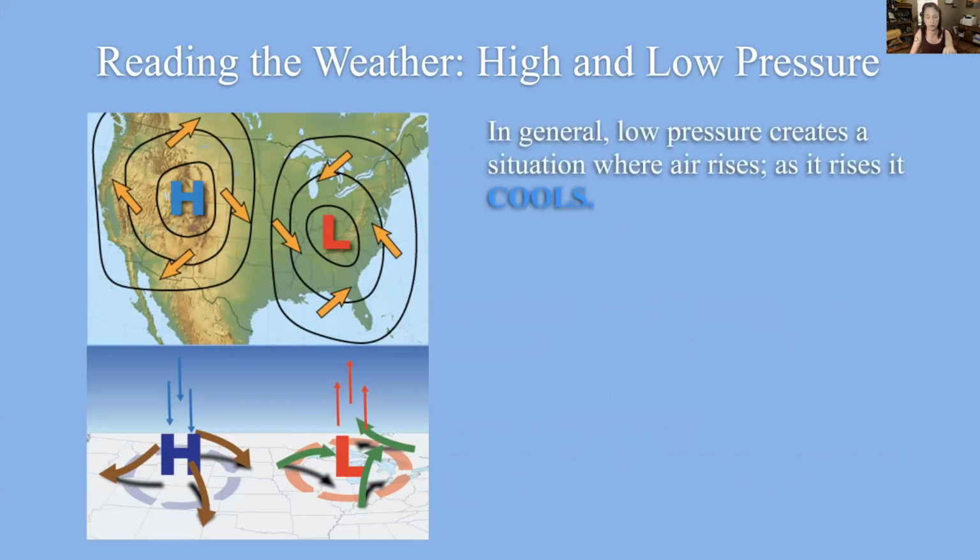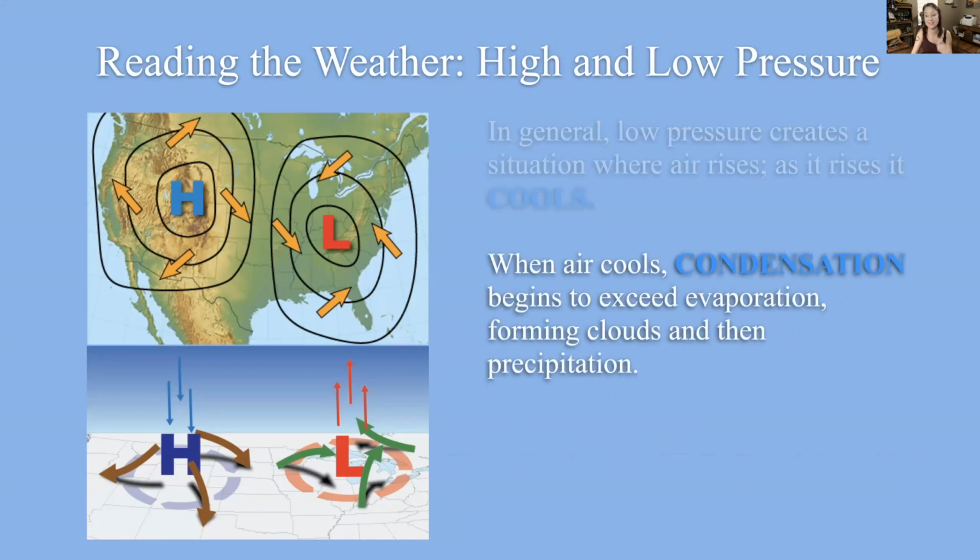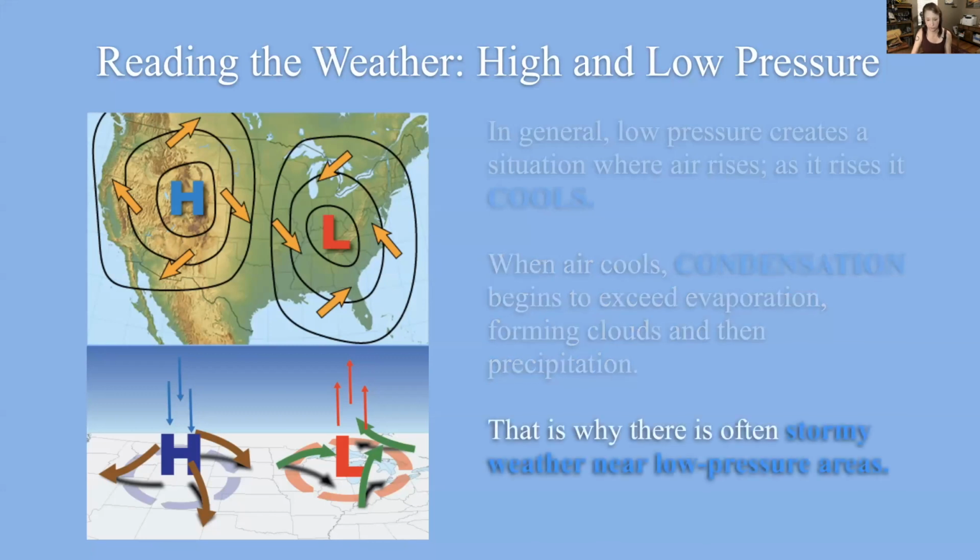Let's look at low pressure first, the L. Low pressure creates a situation where air rises. As it rises, it cools. And when air cools, it condenses, forming clouds and precipitation. So that's why there's often stormy weather associated with low pressure areas. So you can see there, the bottom right, the low pressure creates air rising. And then as it cools, it condenses and forms clouds.